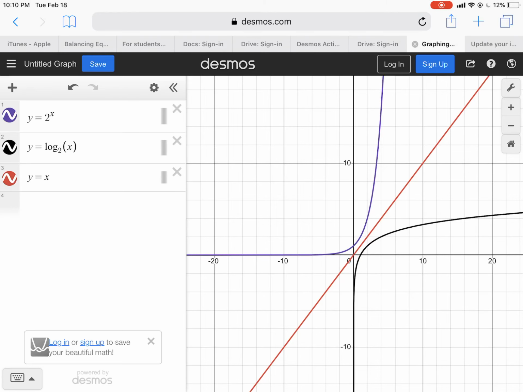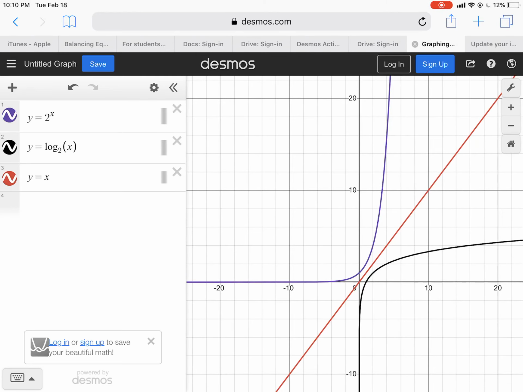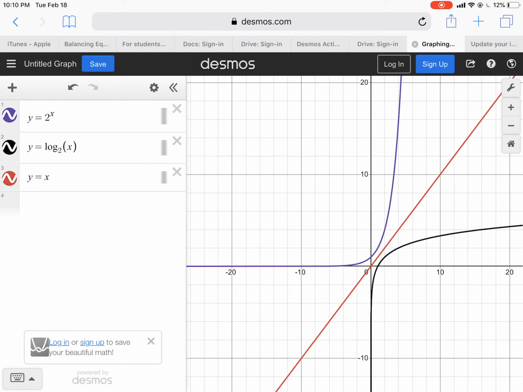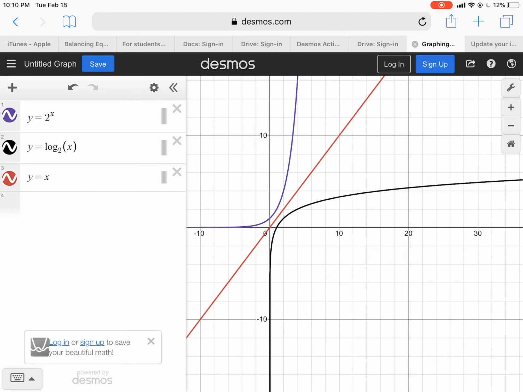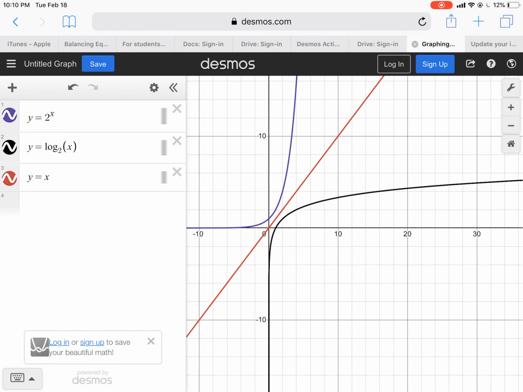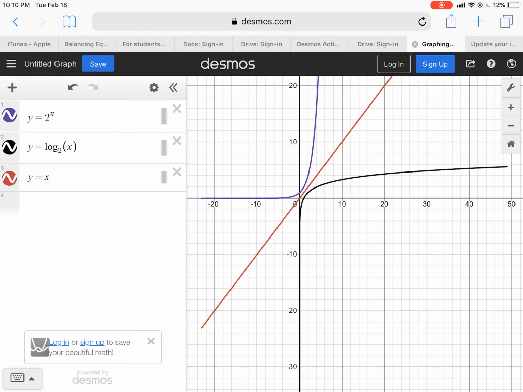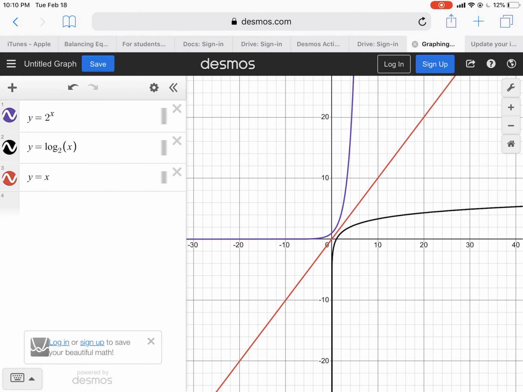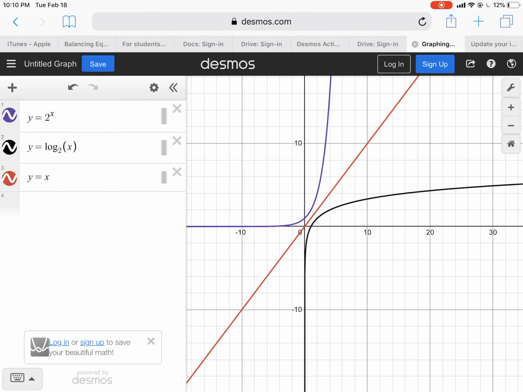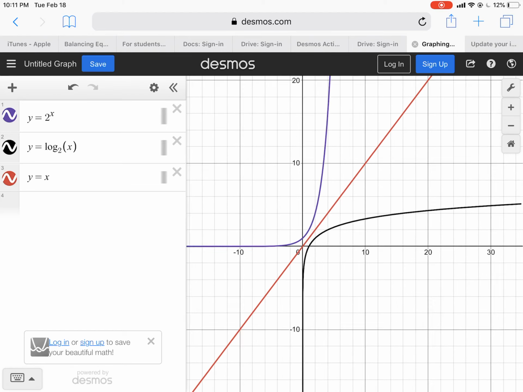Remember your exponential curve, what it looks like. Its asymptote, if you want to call it that, is that it gets closer and closer to the x-axis, but it doesn't cross. Whereas your logarithmic curve is the reflection over y equals x. So it does look like a sideways version, and its asymptote is the y-axis. Just looking at the two as a comparison there.